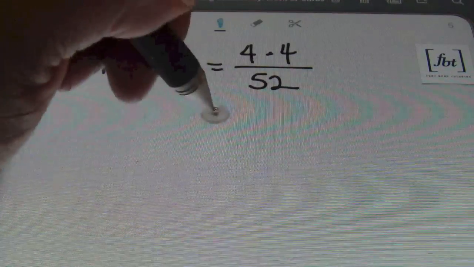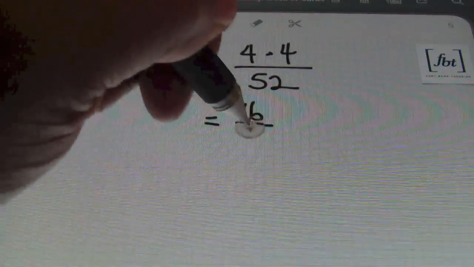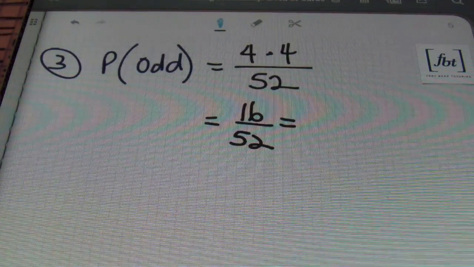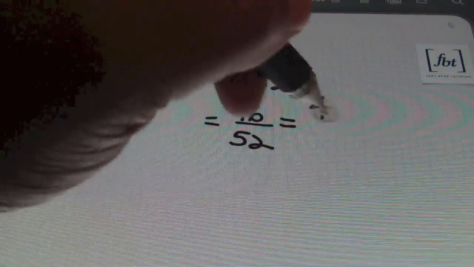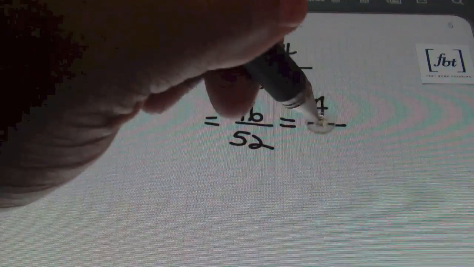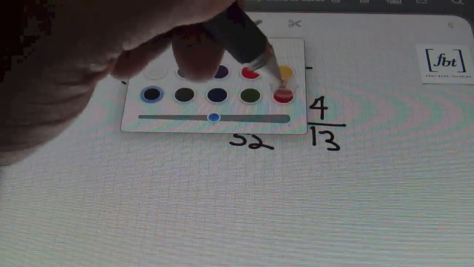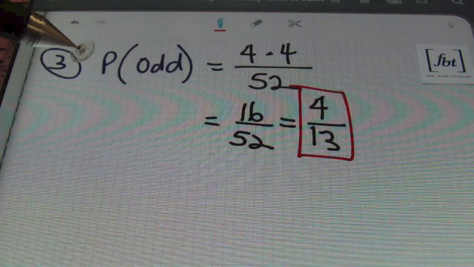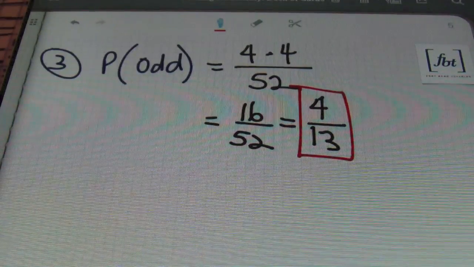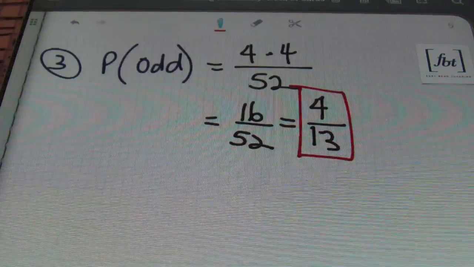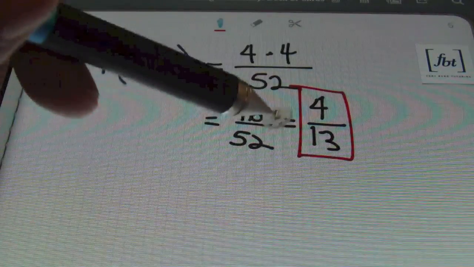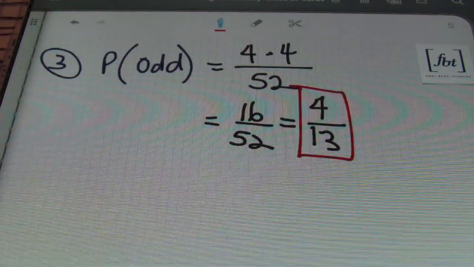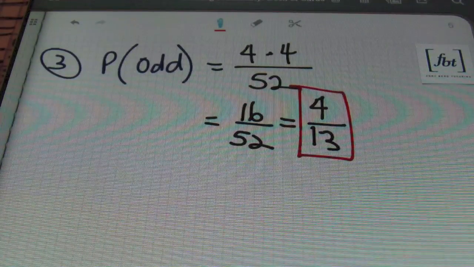All right, and 4 times 4 is 16 over that 52. And I can simplify this by 4, so 16 divided by 4 is 4, and 52 divided by 4 is 13, and this is going to be my solution. So the probability of pulling out an odd number card from a deck of cards is 4 out of 13. So out of 13 attempts, 4 of those attempts should be odd number cards. All right, so that's the probability, 4/13.